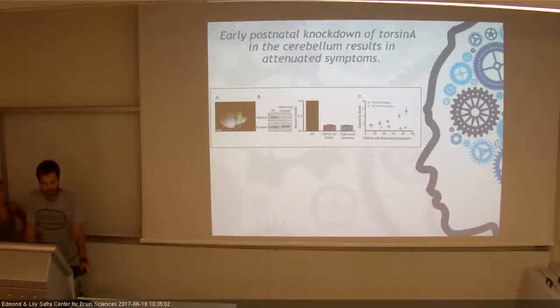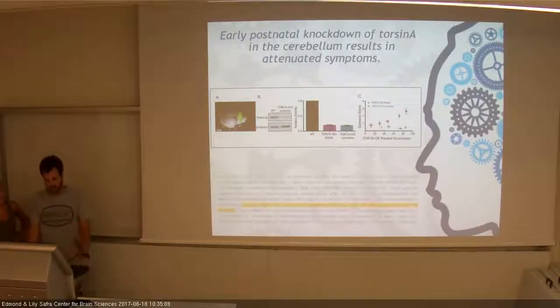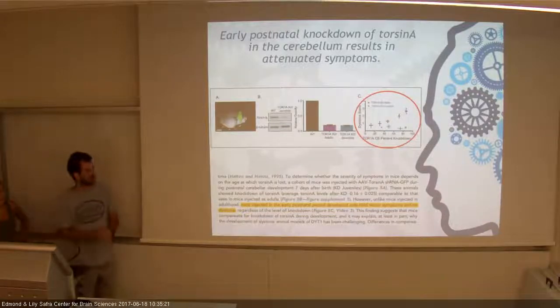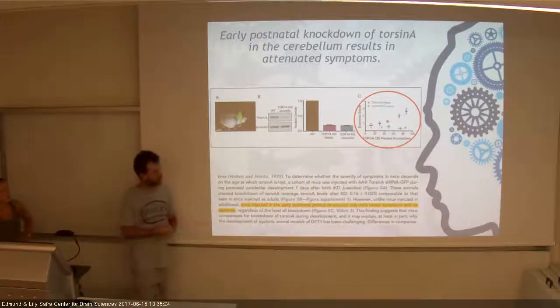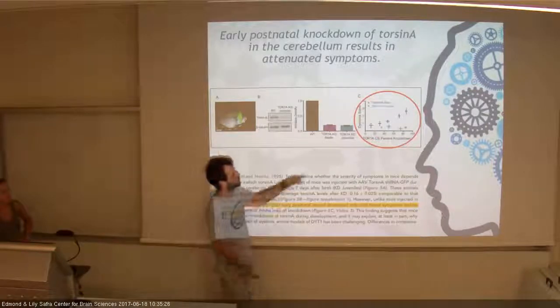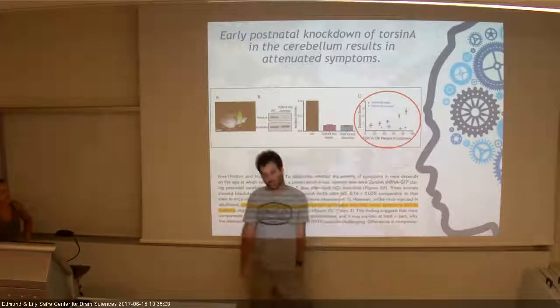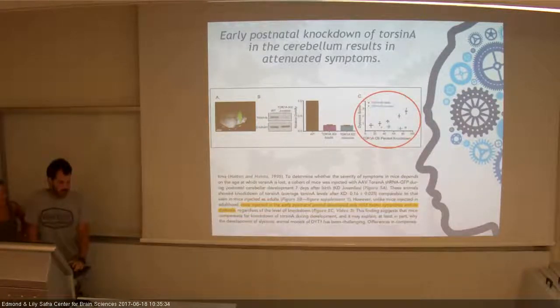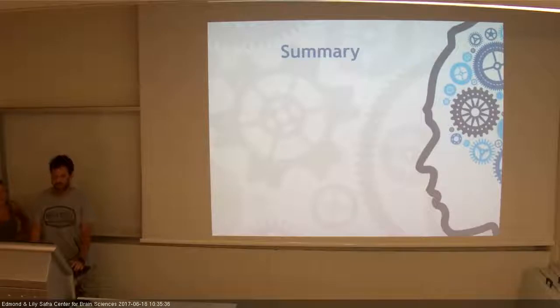And the last thing that they show is that early postnatal knockdown of torsin A in the cerebellum results in attenuated symptoms. They talked about mice injected in the early postnatal period developing only mild motor symptoms and no dystonia. And you can see on C in the graph that when you inject into juveniles, which are a few days old in mice, you see no dystonia score in this group, which is important later on to the summary or to the discussion of this paper. So to the summary.